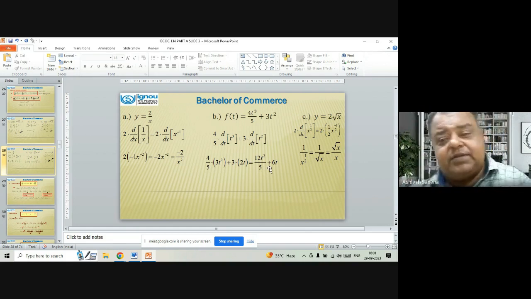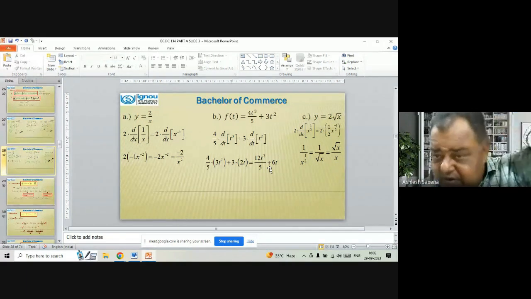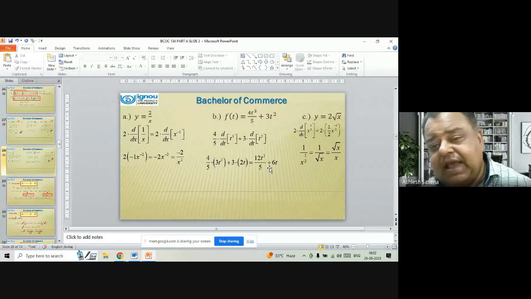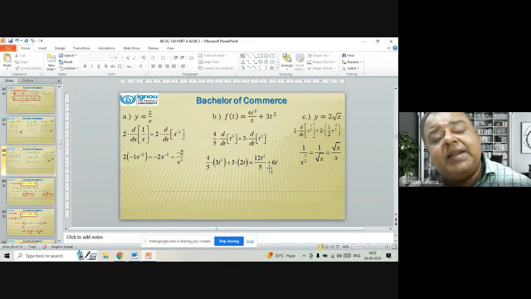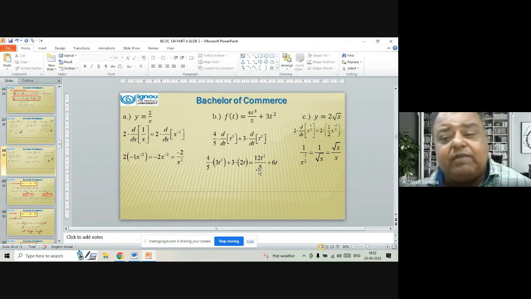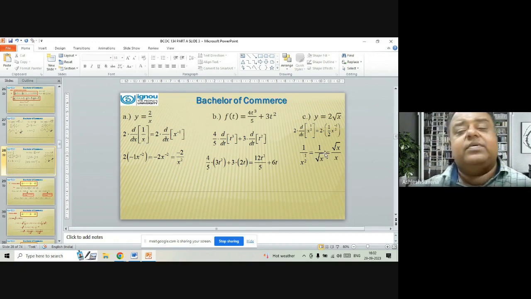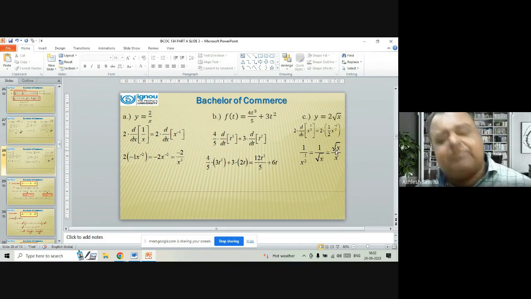The third problem is 2 x raised to the power 1 by 2. Bring this 1 by 2 in front of x and reduce the power 1 by 2 by 1. When you will be reducing power 1 by 2 by 1, you will be getting minus 1 by 2. That means bring this minus 1 by 2 in the denominator. It will become 1 by 2. That means anything to the power 1 by 2 is under root of x. And further transforming it, you will get under root x divided by x.